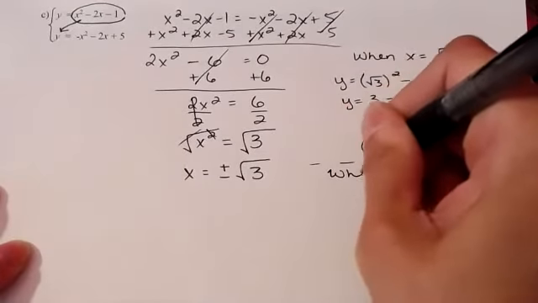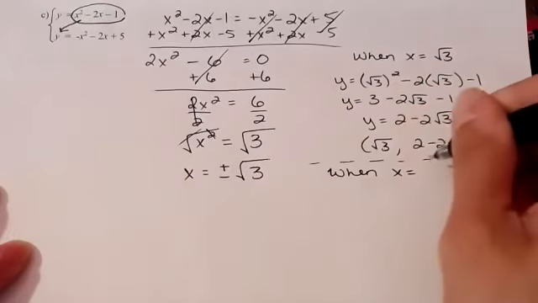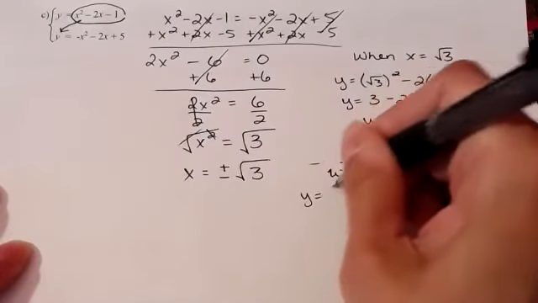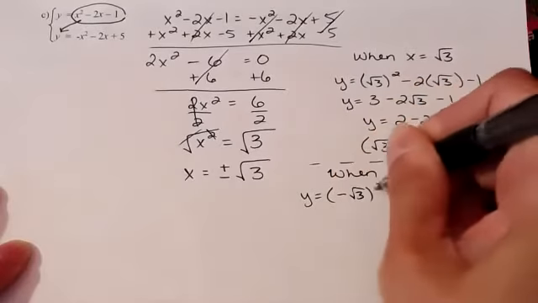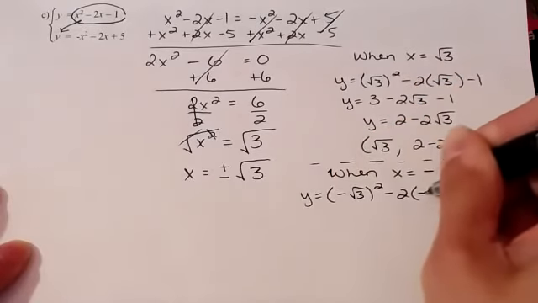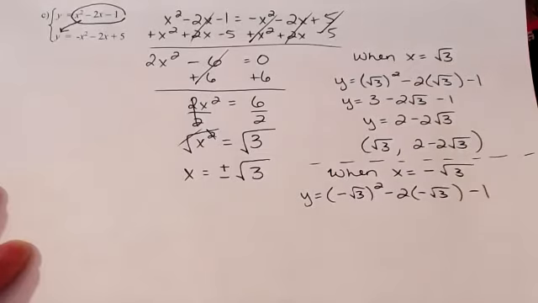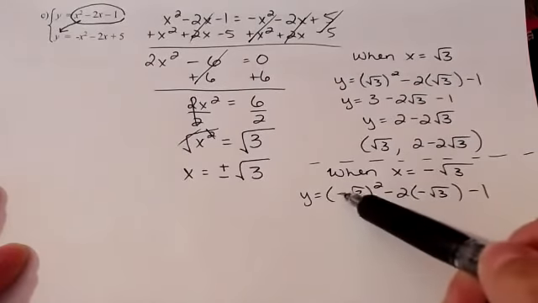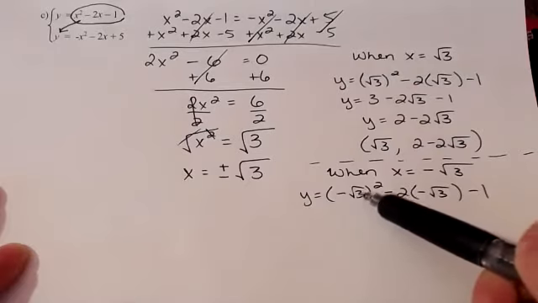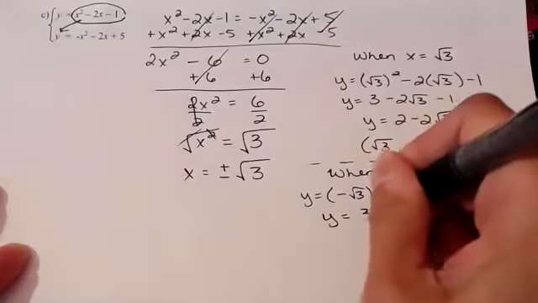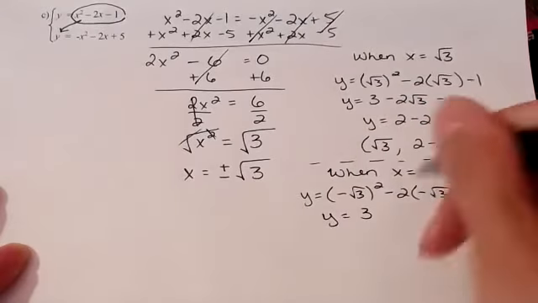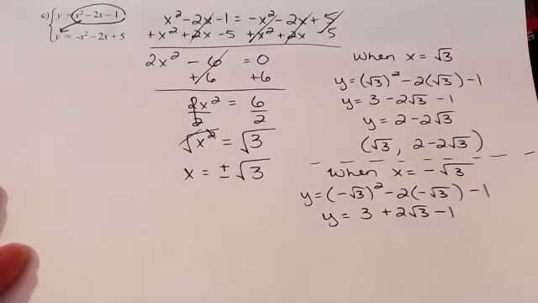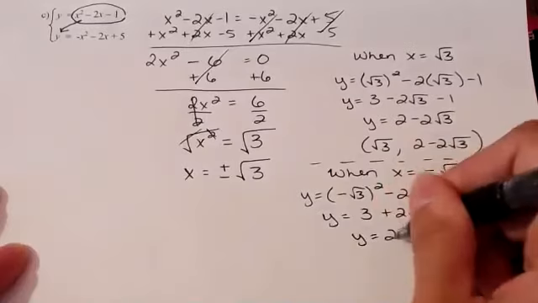We're going to do this again, but we want to figure out what is y when x is negative square root of 3. So same exact idea. We have negative square root of 3 squared minus 2 times negative square root of 3 minus 1. So I'm just plugging in. The negative square root of 3 squared, negative times negative is a positive. Square root of 3 times square root of 3 is simply 3. Negative 2 times negative square root of 3 is positive 2 square roots of 3. And then, of course, we have minus 1. 3 take away 1 is 2.